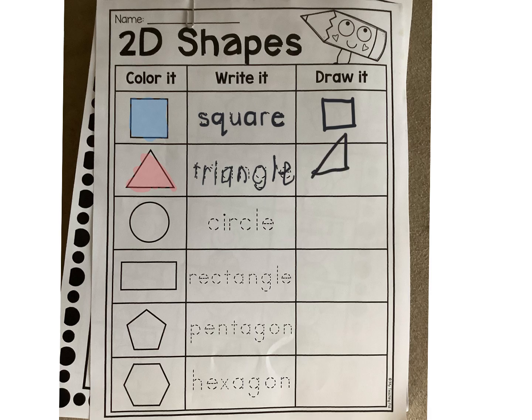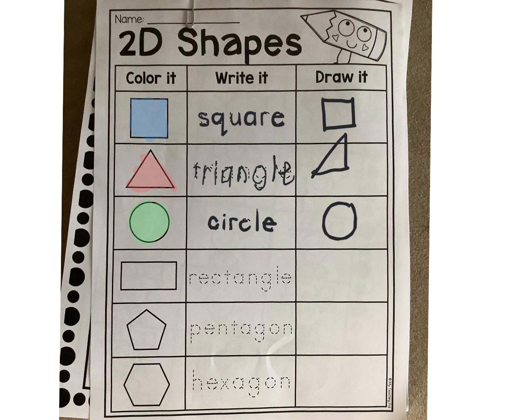Good. Okay, so our next shape is a circle. We're going to color the circle any color you want. And then we're going to trace over the word circle like this. And then we're going to draw a circle.